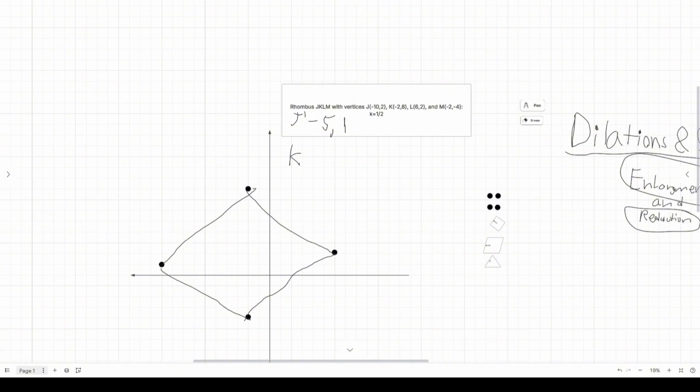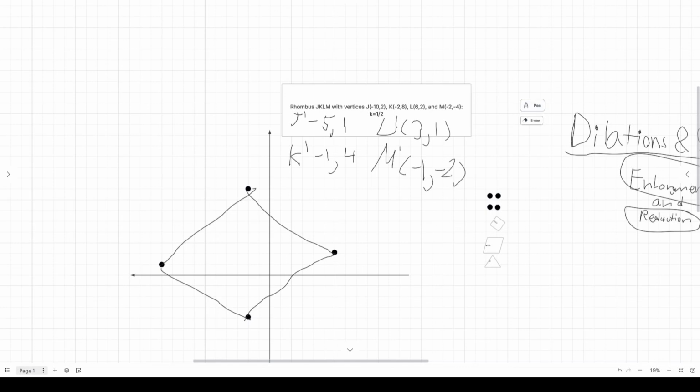For K prime, we have -2 divided by 2, which is -1, and 8 divided by 2, which is 4. Next we have L prime, which is 6 divided by 2, which is 3, and 2 divided by 2, which is 1. Our next point is N prime: -2 divided by 2 is -1, and -4 divided by 2 is -2.